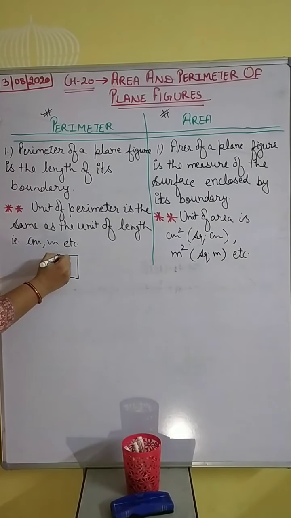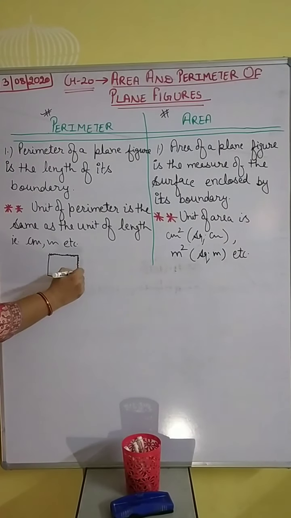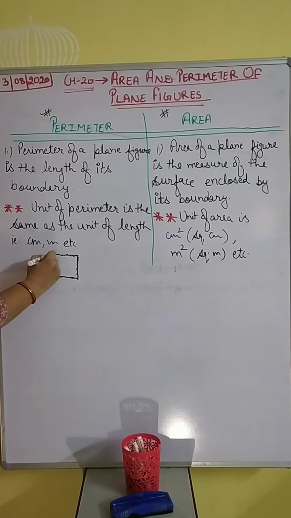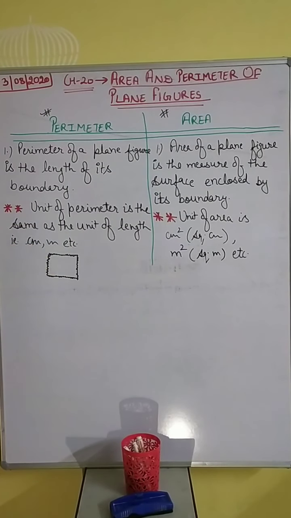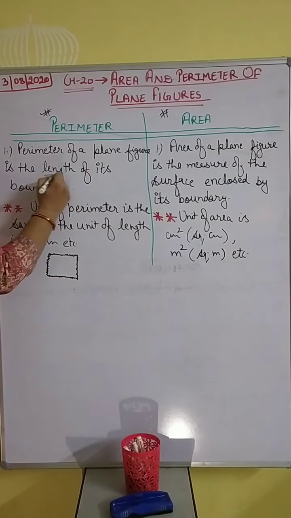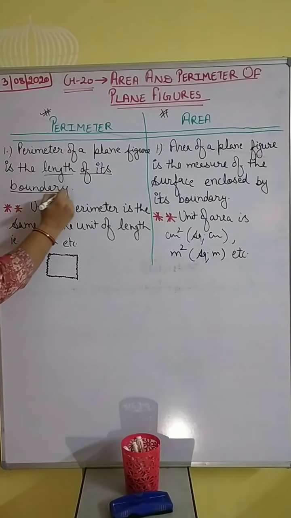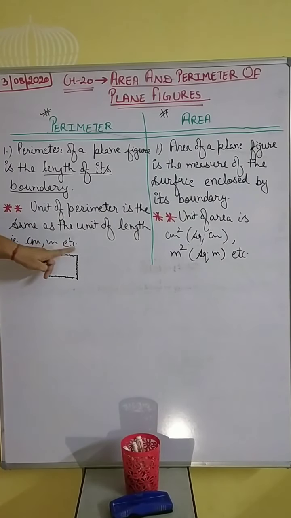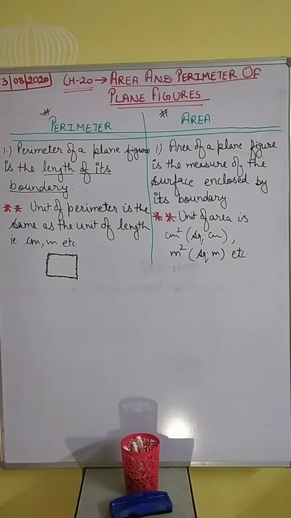When we are talking about perimeter, what is it? In short, if we have to say, what is perimeter? Perimeter is the sum of all the sides. Perimeter is the length of its boundary. If we want to consider the perimeter of this rectangle, then perimeter is the length of its boundary.